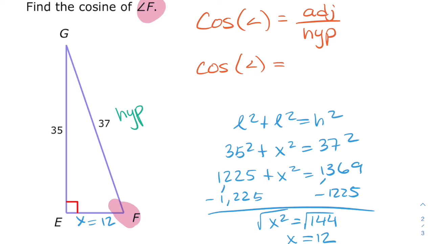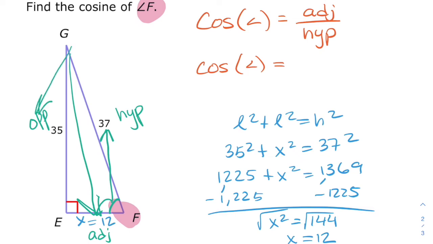So I want to know which one is the adjacent side over the hypotenuse side. Again, I'm not interested in the opposite over here, just the adjacent side. And it's all about the angle. If we used angle G, this would have been the opposite side. This would have been the adjacent side. It's all about the angle you're picking.